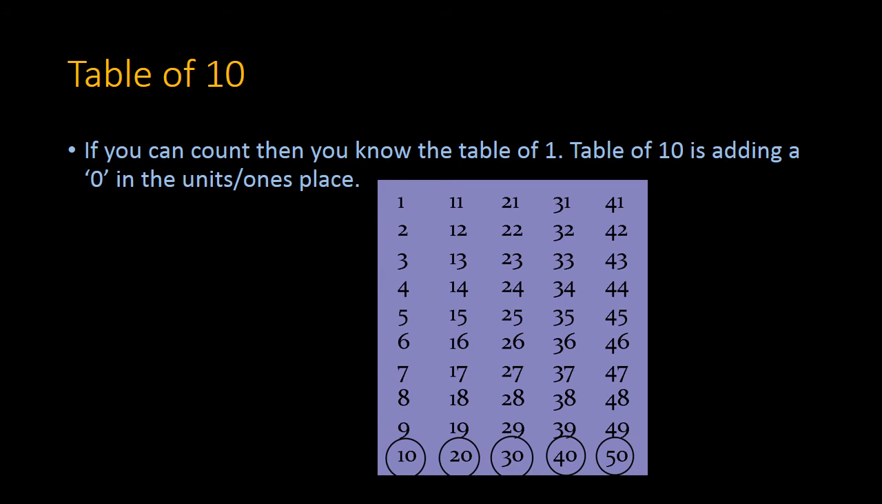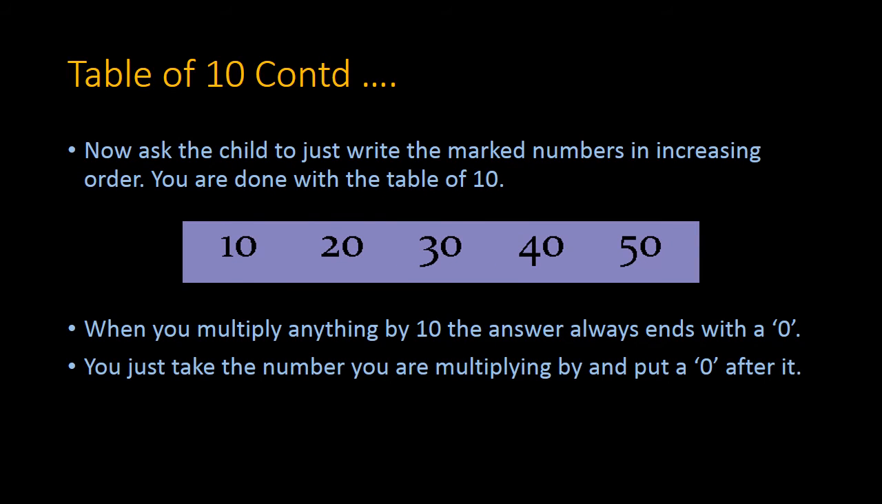Next, coming down to table of 10. I guess table of 10 is one of the simplest tables because you just need to add a 0 to the number that is being multiplied. We can also do it in a similar method as we did the table of 2 and 5. So here we get 10, 20, 30, 40, 50.